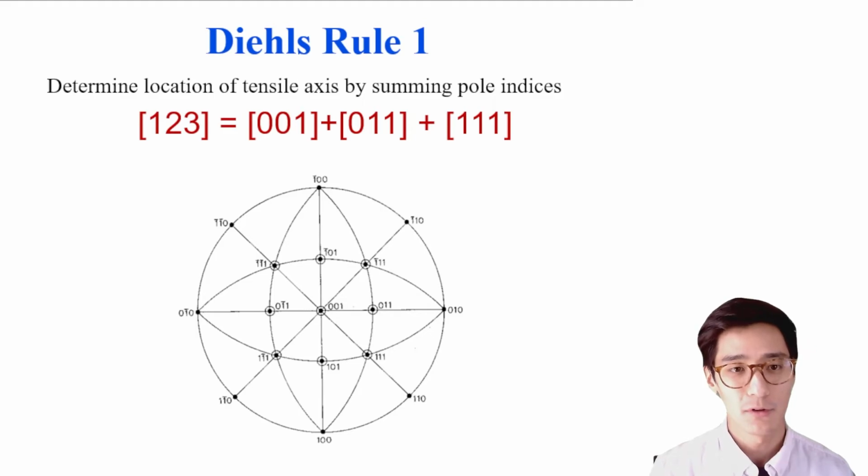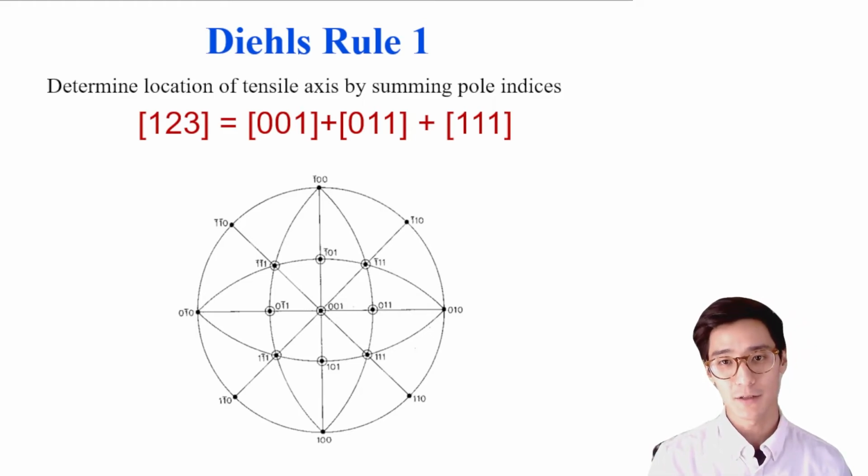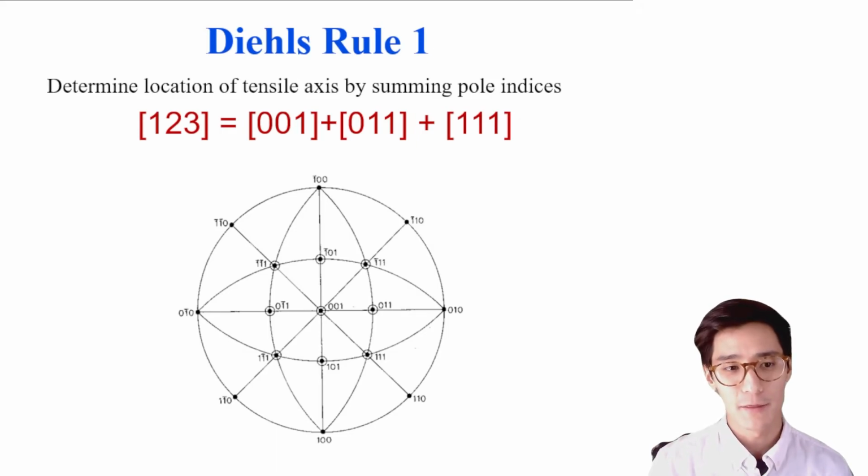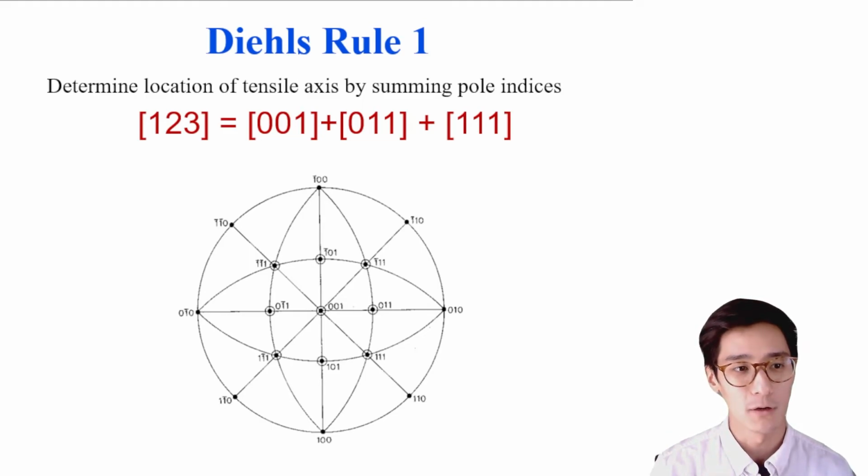For example, if you have a tensile axis along 1, 2, 3, we find the triangle of the stereographic projection in which this axis lies. We can do this by summing the 001, 011, and the 111 to give us 1, 2, 3. This places the active triangle in this quadrant of the stereographic projection, and the triangle can be identified in this way.